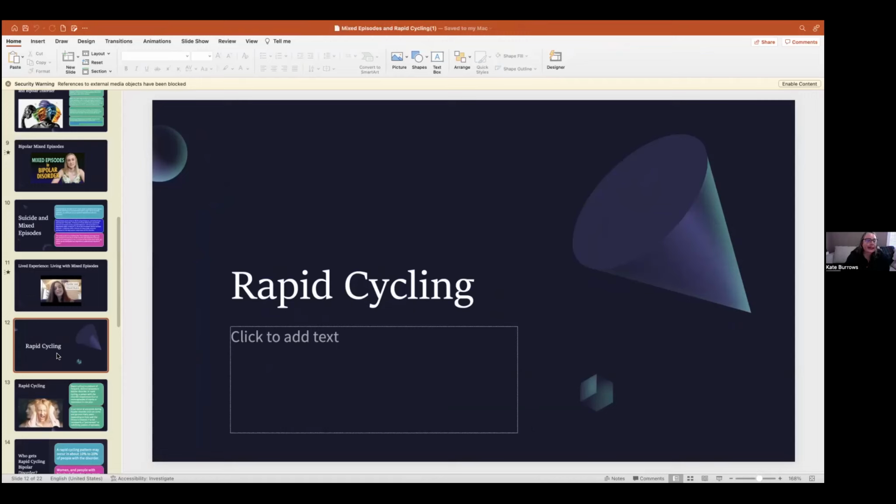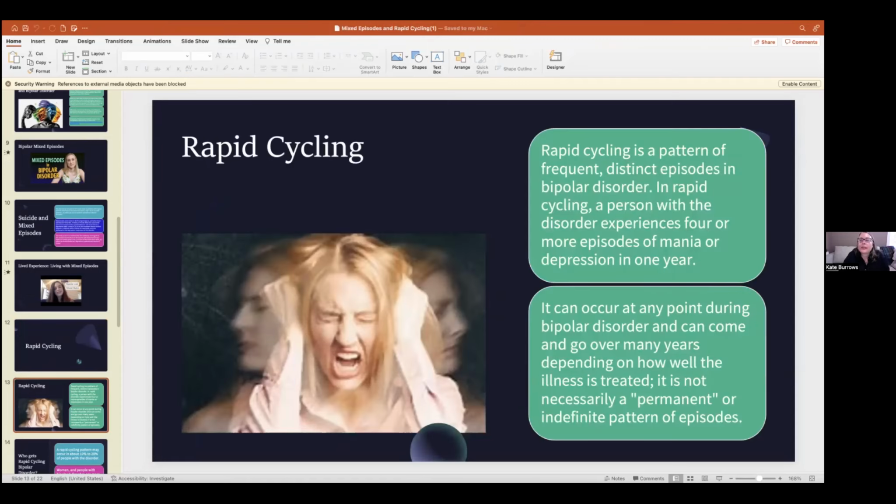So rapid cycling is next, and we'd already talked about the DSM-5 specifier for rapid cycling. Rapid cycling is specifically defined as 4 or more episodes of either mania or depression in 1 year. It can occur at any point during your bipolar disorder course and can come and go over many years. So it is not necessarily a permanent or indefinite pattern of episodes. For example, it's very common for people to have rapid cycling at the beginning of their bipolar disorder, when they're teenagers or young adults, and as they age, their rapid cycling calms down and they have a more normal course of bipolar disorder.